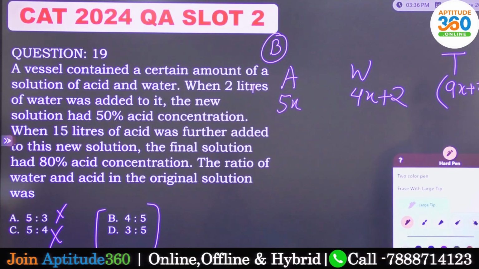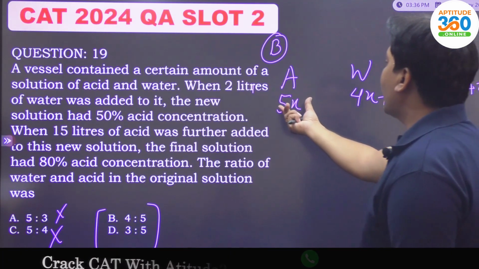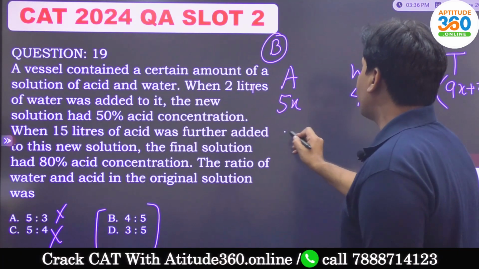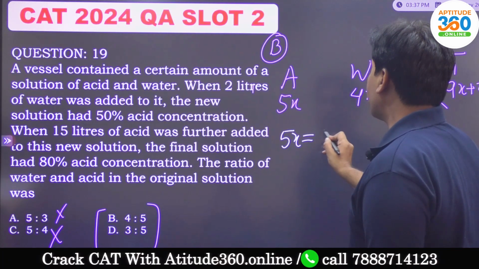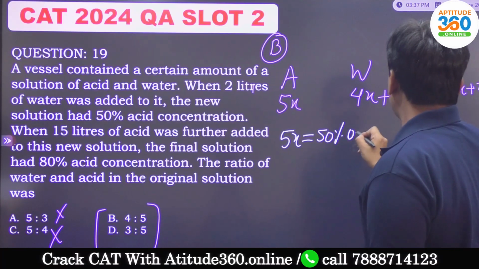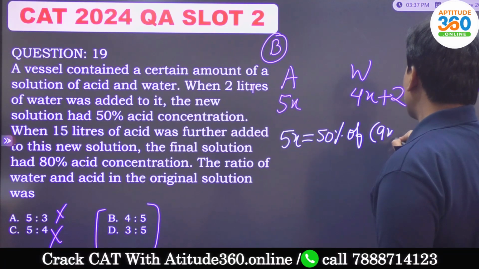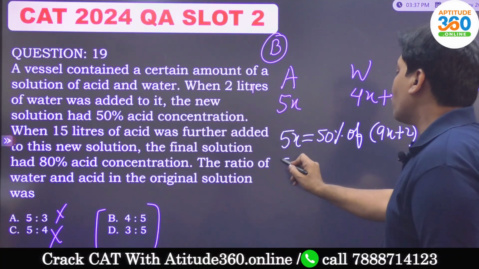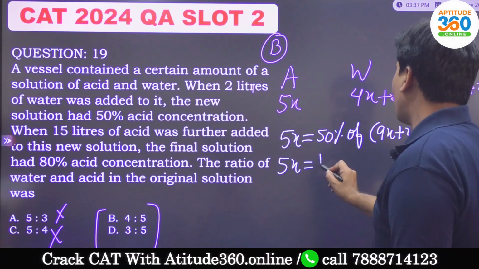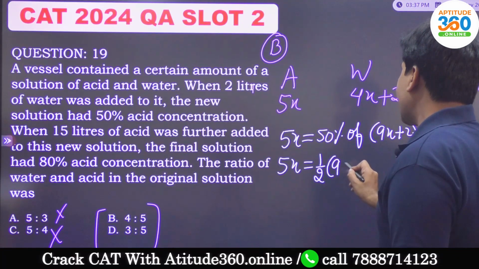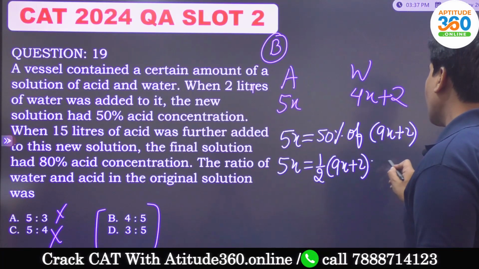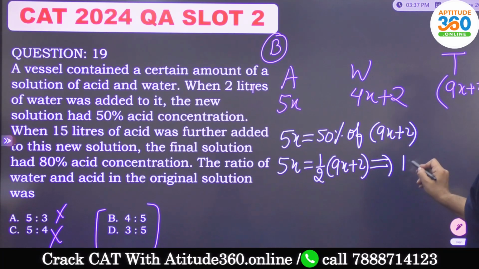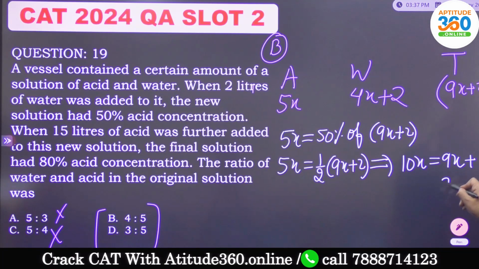And it says that acid is 50%. So can I say that 5x is 50% of 9x plus 2? This is how you should be able to find out the value of x. So 5x is equal to half of 9x plus 2. If you simplify this further, it is 10x is equal to 9x plus 2. So the value of x comes out as nothing but 2.